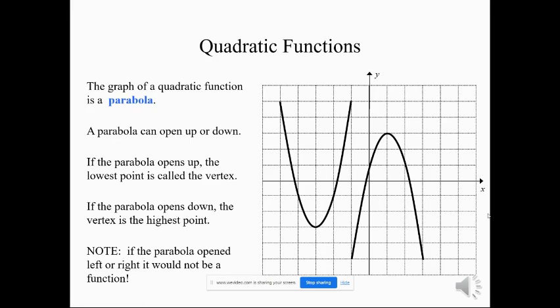So quadratic functions: the graph of a quadratic function is a parabola. A parabola can open up or down. If the parabola opens up, the lowest point is called the vertex. And if the parabola opens down, the vertex is the highest point. Note, if the parabola opens left or right, it would not be a function.